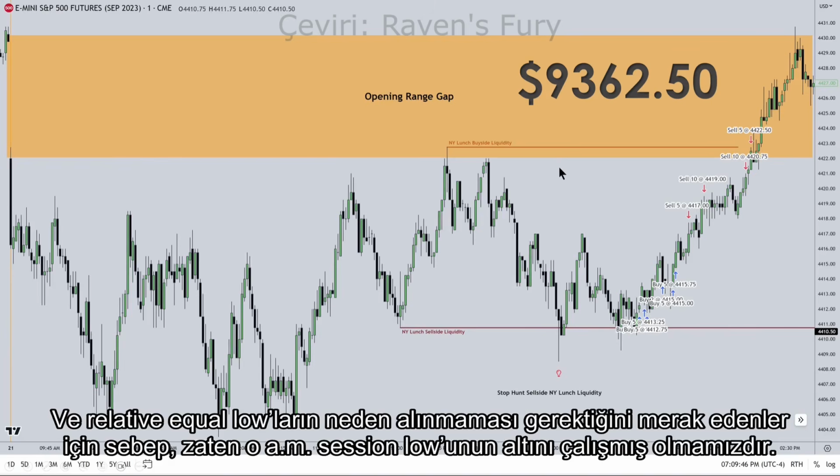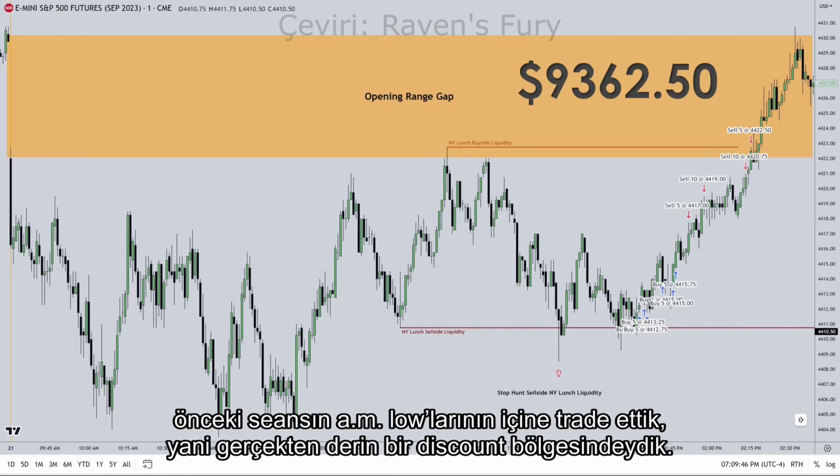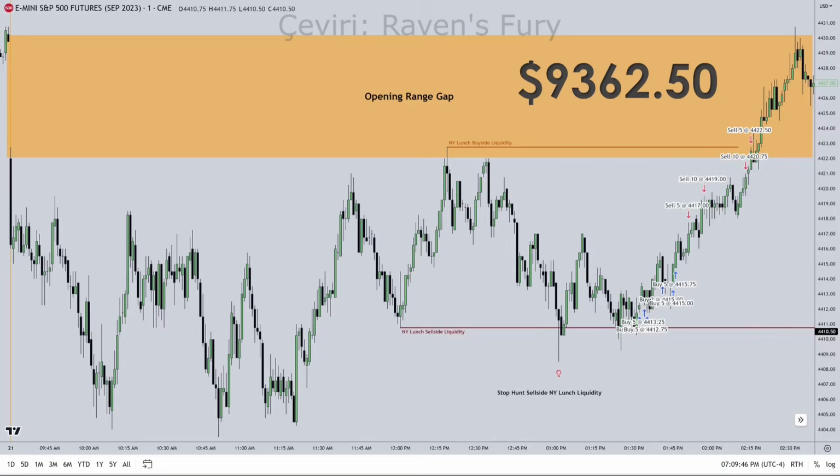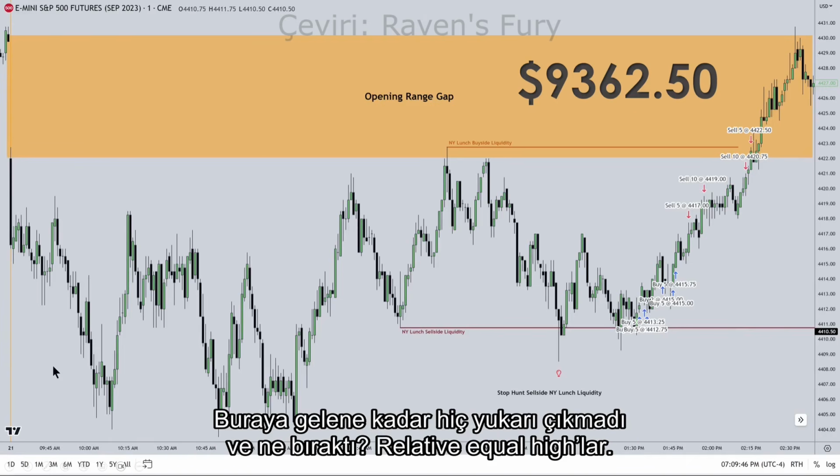And for those that are wondering why should that happen and not take out the relative equal lows, it is because we've already worked below that AM session low. Remember, before we traded into, well, not traded, but transitioned into this slide here, we traded into the previous session AM lows. So we were really in a deep discount. And that opening range gap has not been traded into from the open. It opened and ran away from it quickly. It never came up to it until here.